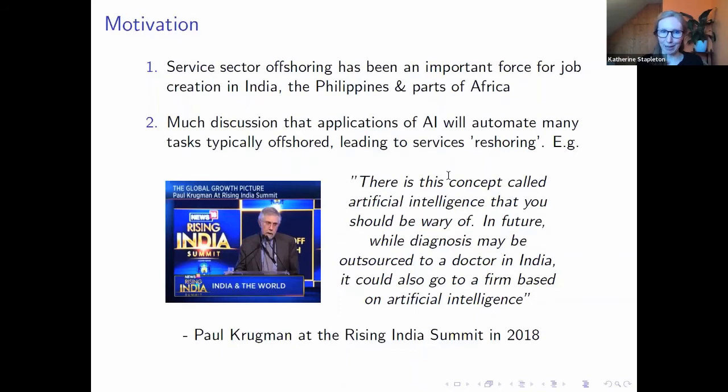and data entry. So these sectors have been an important force for job creation in countries like India, the Philippines, and parts of Africa, most notably South Africa, which have all followed a somewhat alternative services-led development growth model. So for example, in India, the IT business process outsourcing sector alone contributes 8% of GDP. And in the Philippines, that number is as high as 17%.